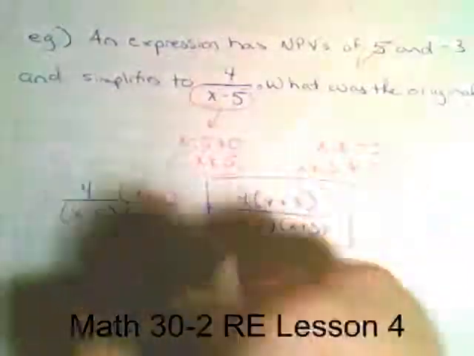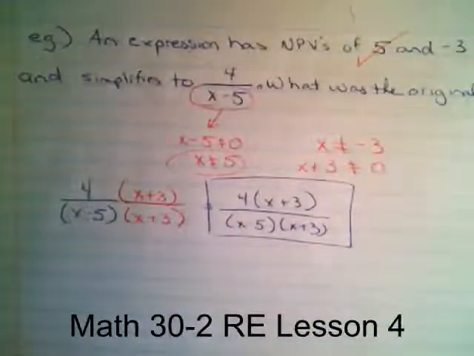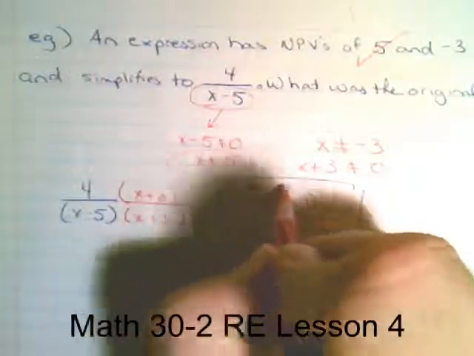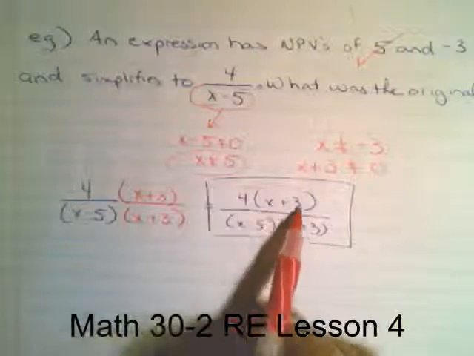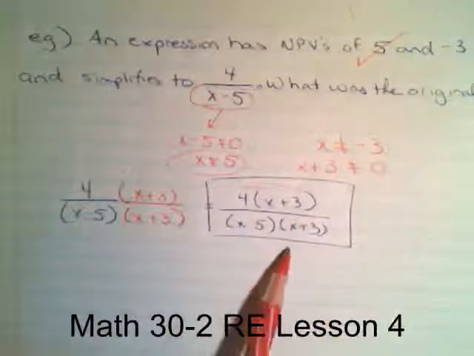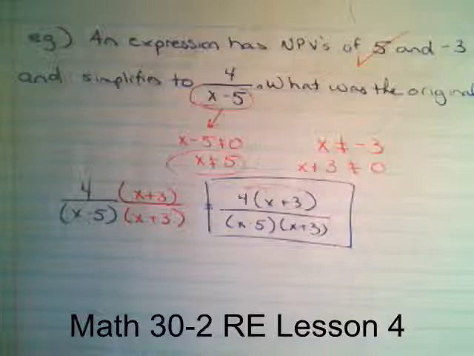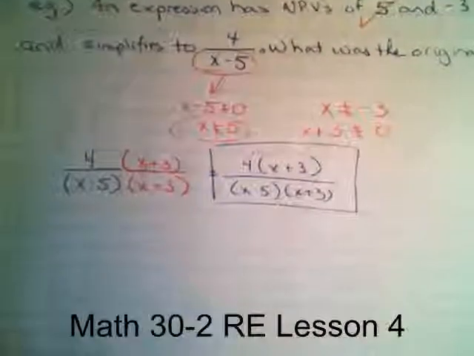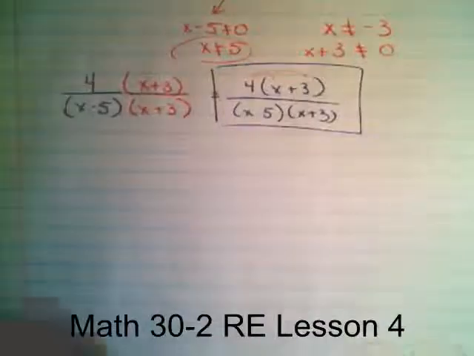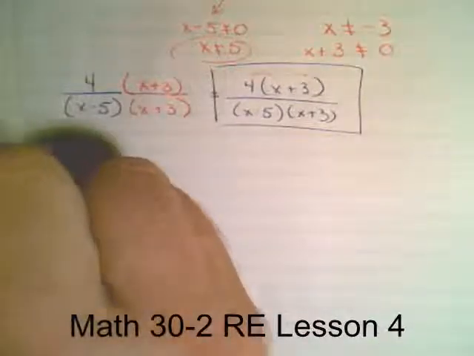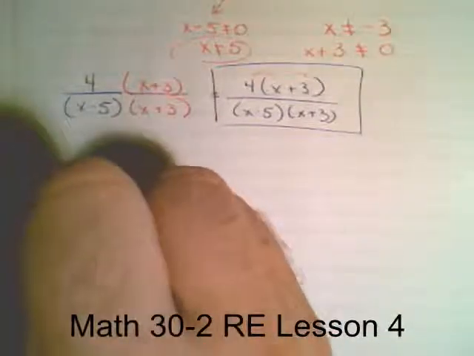So when I clean this up, the original expression had to be something like this: 4 times x plus 3 over x minus 5 times x plus 3. And that's what I'd start to look for. Now they could have done a variety of different things. They could put the 4 in, so they'll get 4x plus 12 over this denominator here, that sort of thing. But that's an example of working backwards. It says these are the NPVs, and it's simplified to this. Okay, so you've got that.